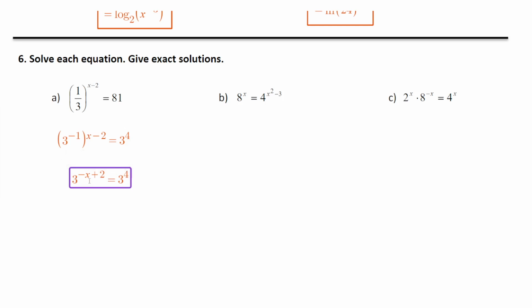So now I can use the one-to-one property to say that, well, if 3 to something is equal to 3 to something else, then the two exponents have to be equal to each other. So from here I can say that negative x plus 2 is equal to 4. And I can subtract 2 on both sides to get negative x equals negative 2. And then divide both sides by, oh wait, careful, Mr. Schuler, that should be positive 2. Divide both sides by negative 1 here to get x equals negative 2.